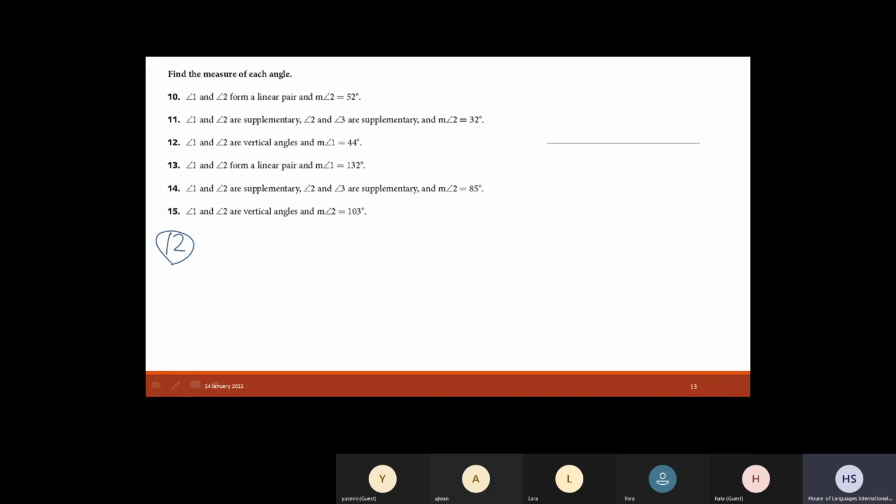Number 12. Angle 1 and angle 2, they told me that they are vertical angles. The measure of angle 1 is 44. What's the measure of angle 2?